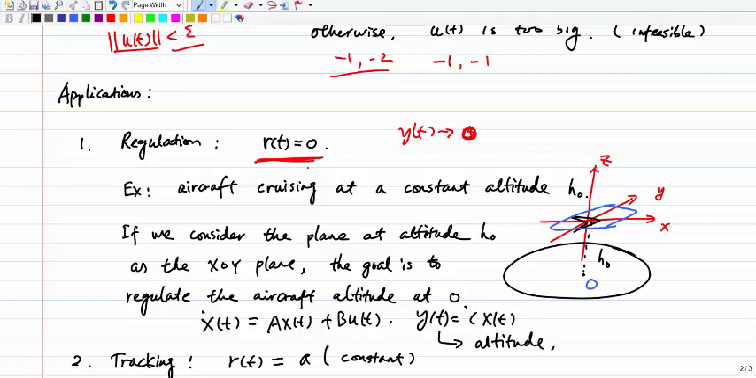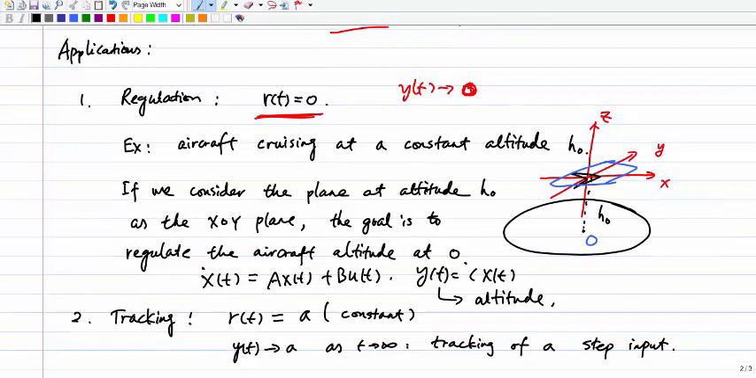Now you're trying to regulate your altitude to be 0, if you want to make sure that your aircraft cross at a constant altitude h0. The other one, a more general problem, is called a tracking problem.